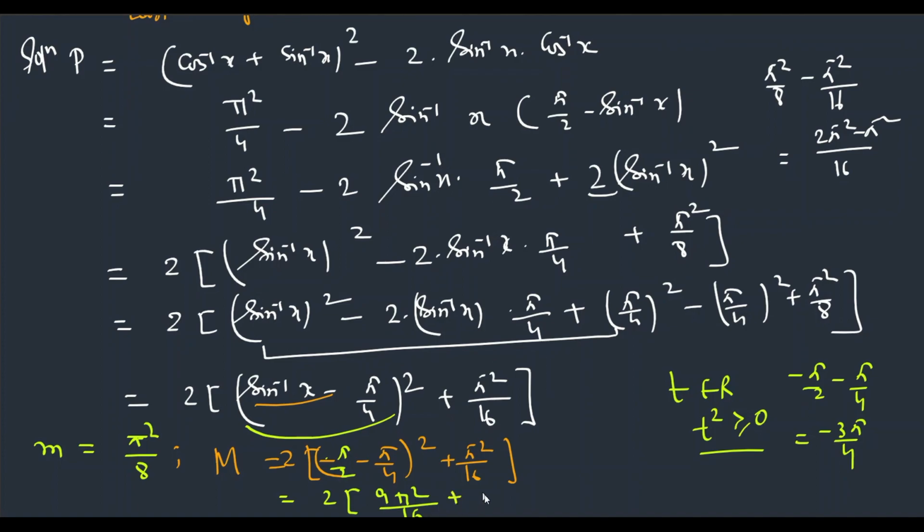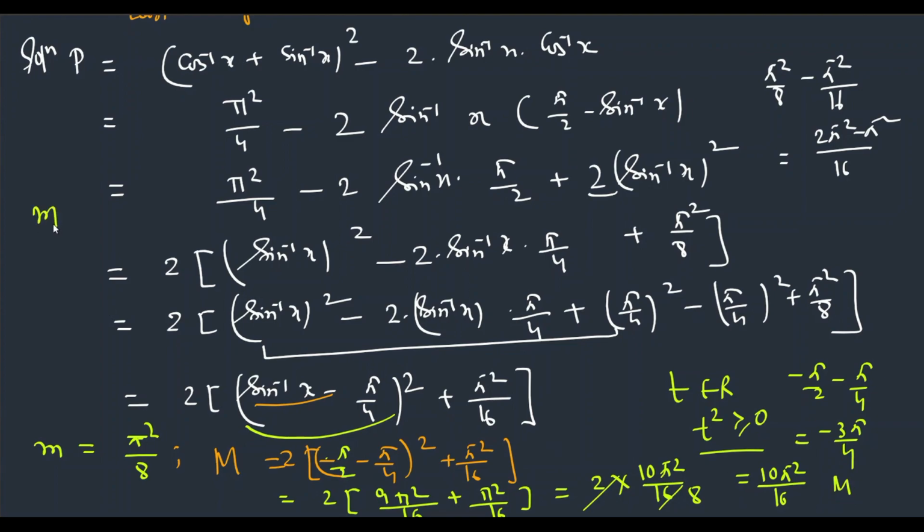So now here we have pi square by 16. So now the answer is what? 2 into 9 pi square, then pi square. So you have 10 pi square by 16. So after cancellation we have 8. So now it will be 10 pi square by 8. So this is your capital M.